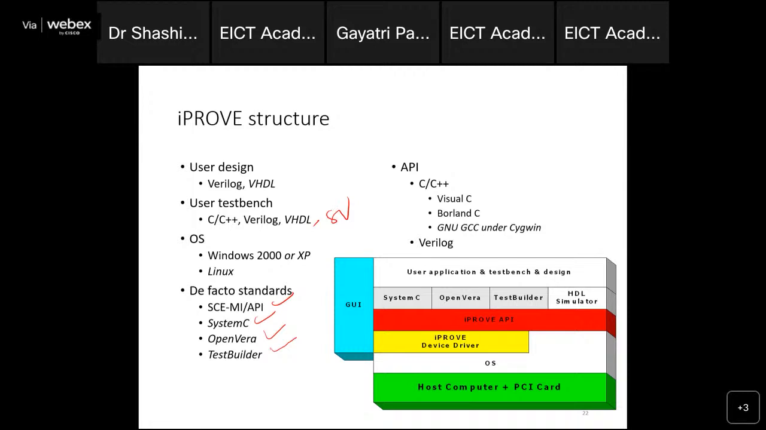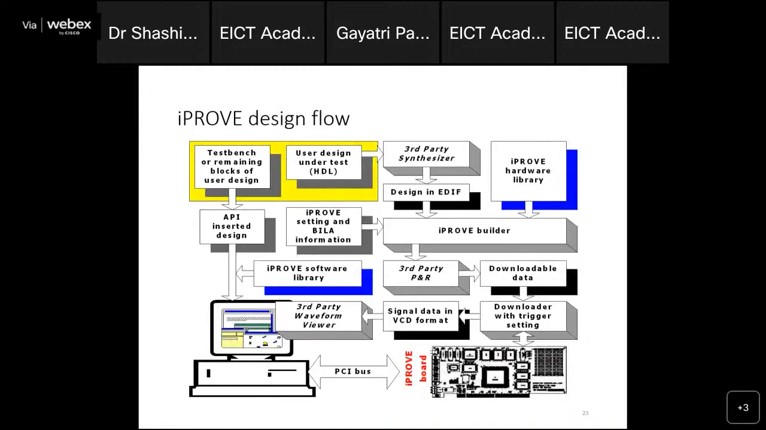So this is the host computer with a PCI card. We have an OS, and then the iPro device driver and iPro API. Above that we build standards like SystemC, OpenVera, Test Builder, and an HDL simulator. Above that your applications will be set: your design, your test bench. Whenever you want to communicate, the application goes with a particular standard and makes it available to the host computer through the iPro device driver or iPro APIs. That is normally how it is set up.